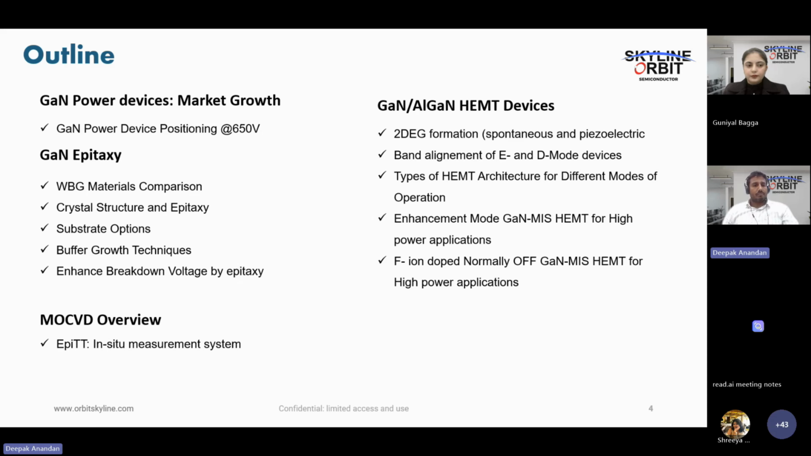If you look at the outline, I divided the talk into 4 different sections. The first one starts with the market growth, and then I will jump onto the epitaxy and the material pool used for the epitaxial technique. And then I will briefly explain the current techniques and types of devices which the industry is following to develop high power devices, and how they can replace silicon based devices or silicon carbide.